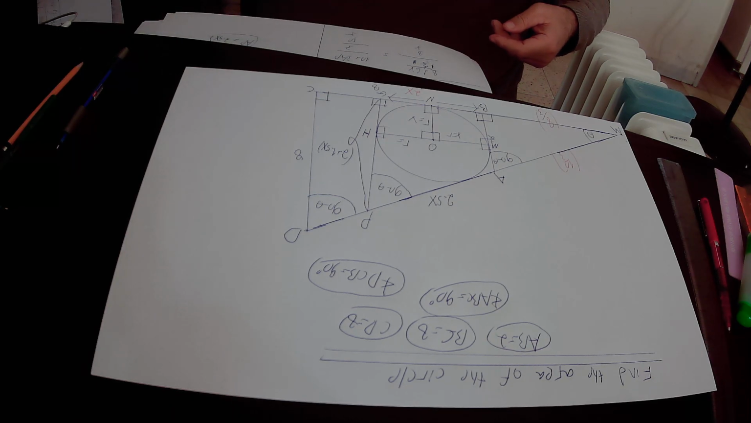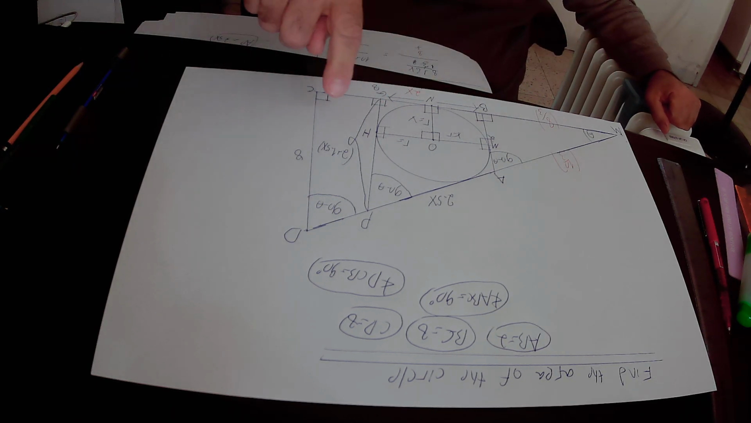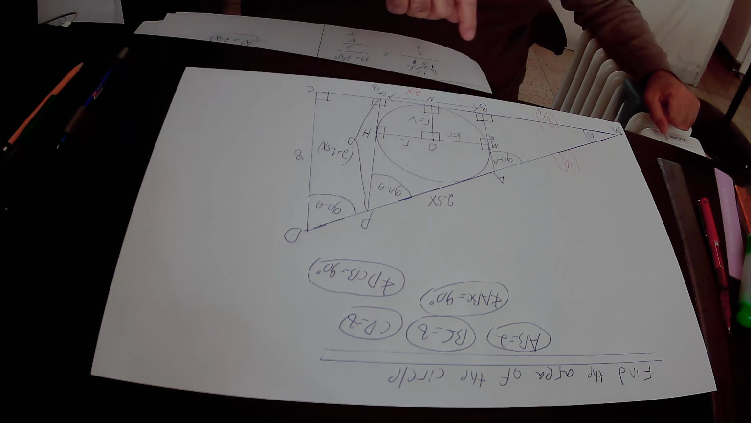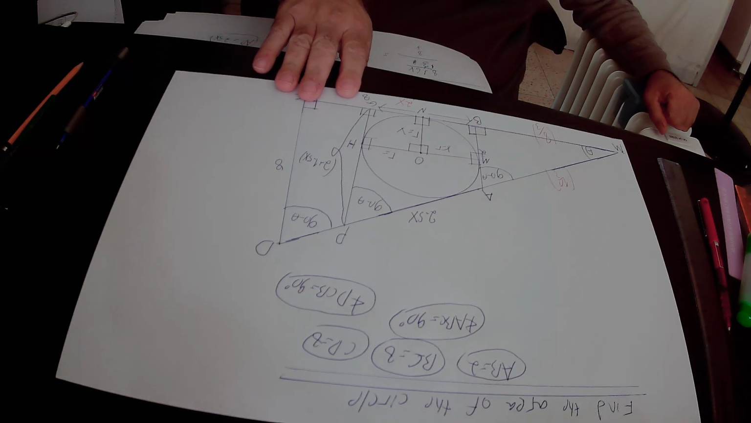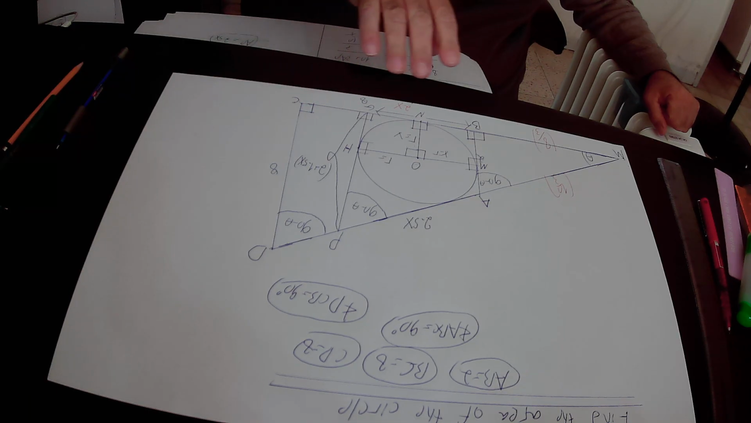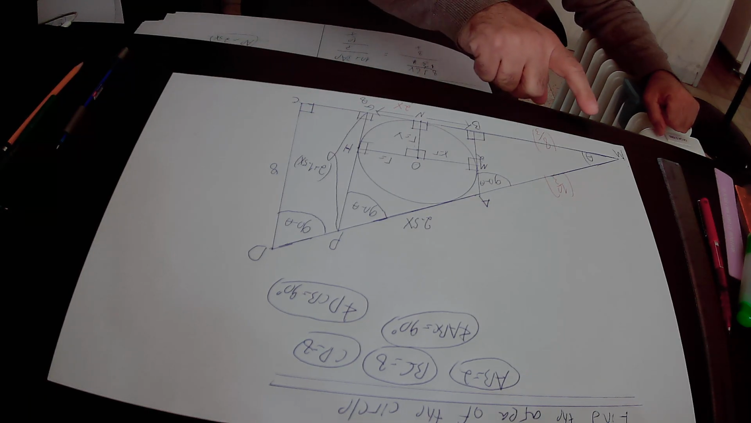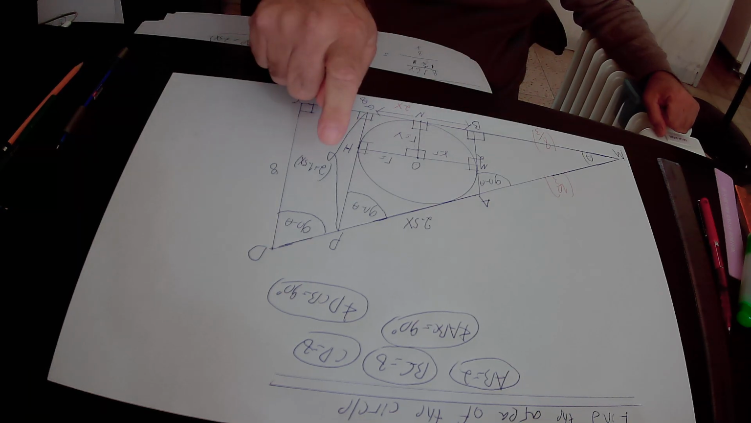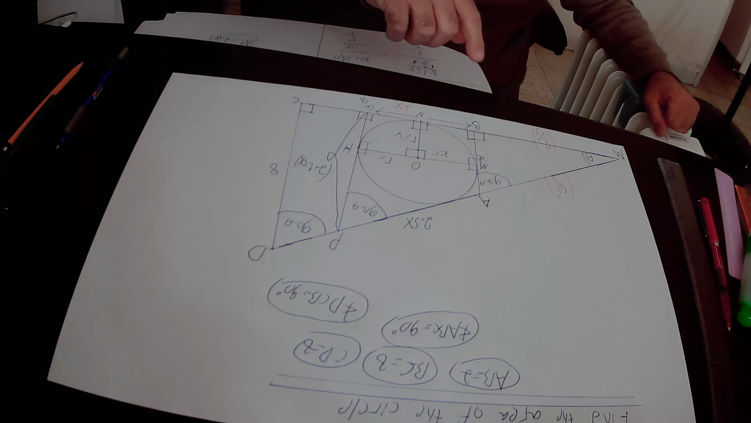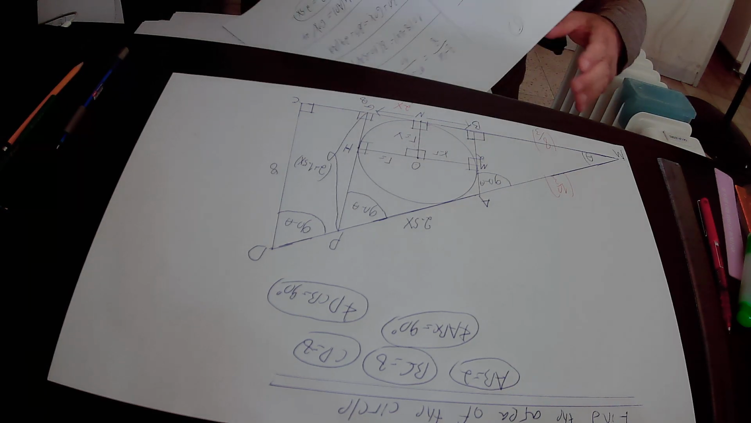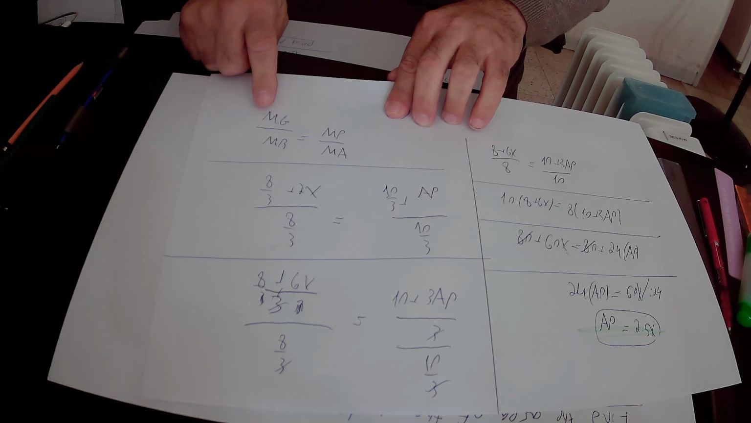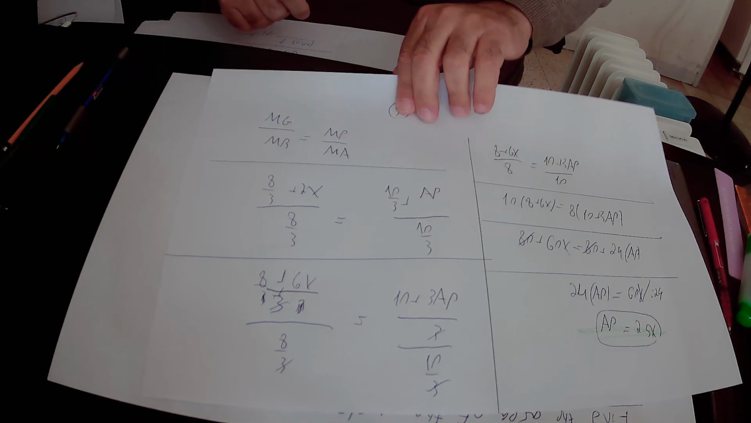From the fact that the big triangle MPG is similar to the small triangle MAB, we get the following relationship between their sides: MG in the big triangle over MB in the small triangle equals MP in the big triangle over MA in the small triangle. I'll repeat again: MG over MB equals MP over AM.